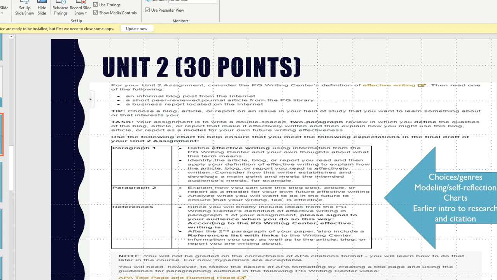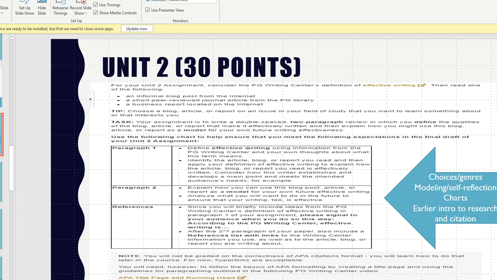The first is the genres, the blog post, the peer-reviewed journal, or a business report. So students can pick one of the 3. They don't have to pick a peer-reviewed article. They can go ahead and read something more informal. They can, if they want to, read a peer-reviewed article. They can, if they want to, read a business report.